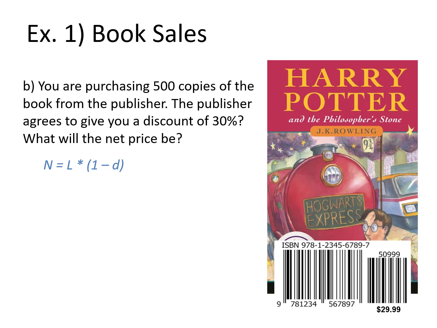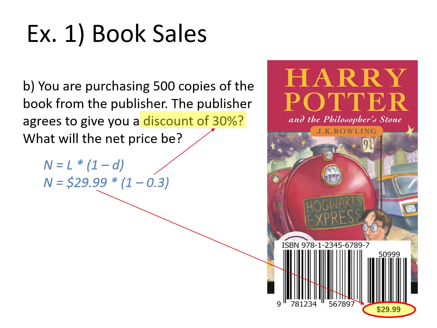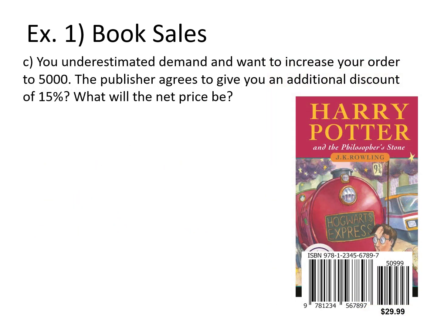So using this relationship, I have the list price of $29.99 and the discount of 30%. So I have $29.99 times 1 minus the discount of 30%, and I have a net price of $20.99. So this amount here is how much it's going to cost the retailer or the bookstore for each copy of Harry Potter.